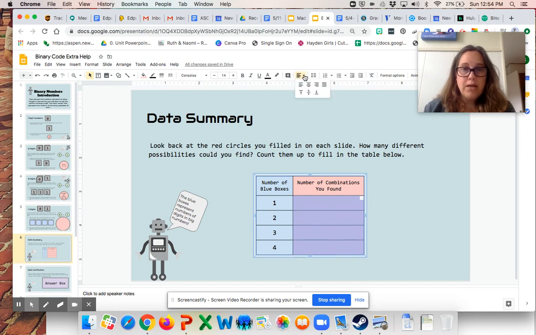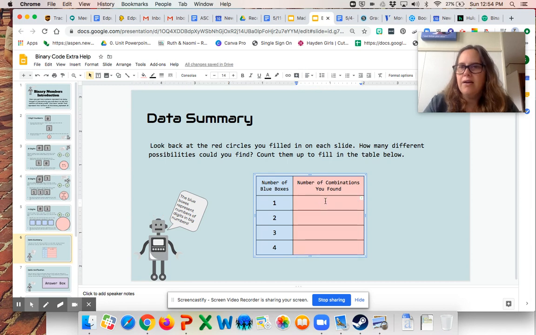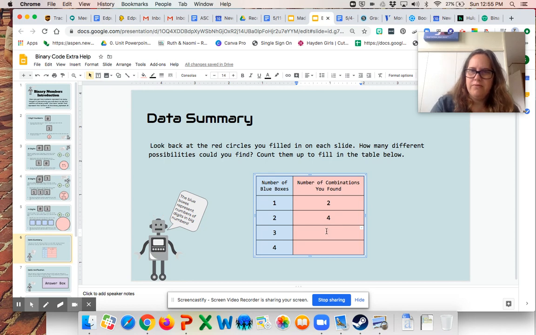So if we had one digit, how many combinations could we do? Oh yeah, it was 2, right? And we had 2 digits. How many combinations did we have? We had 4. And on 3 digits, how many combinations did we have? Oh, it was 8, right? So now we have 2, 4, 8. Can you see the pattern that's happening here?